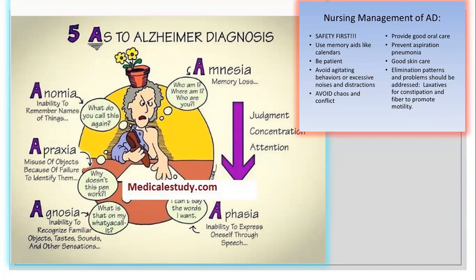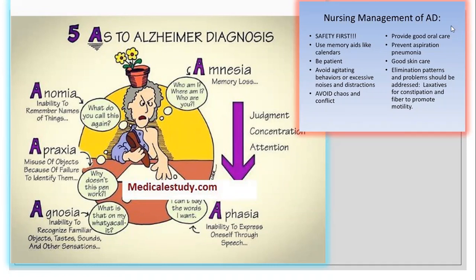Let me read something more from here. So most Alzheimer's patients are elderly, right? So there is a chance of falls. So safety is the first priority, or prevention of falls is the priority. Use memory aids like a calendar, be patient, avoid hesitation, and avoid excessive noise and distraction. It is good to avoid conflict.